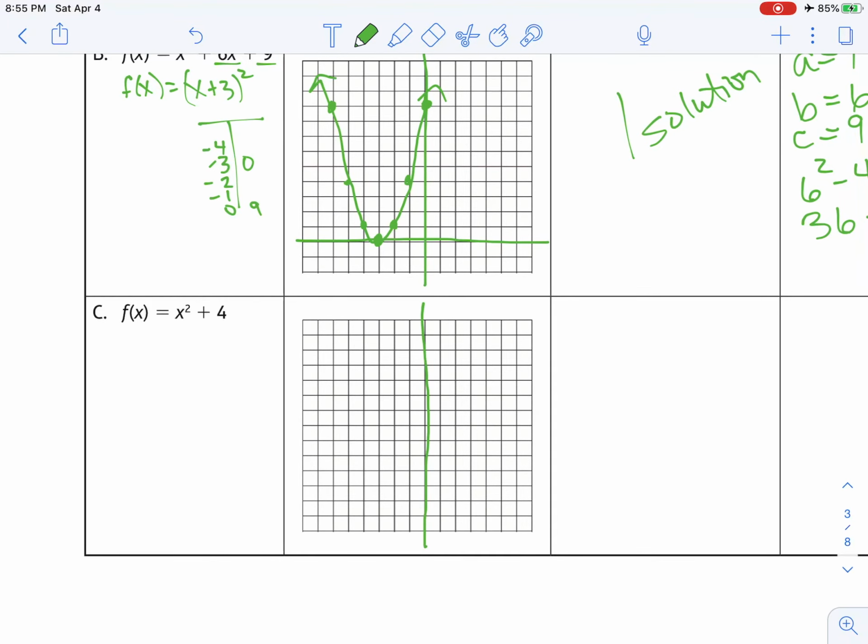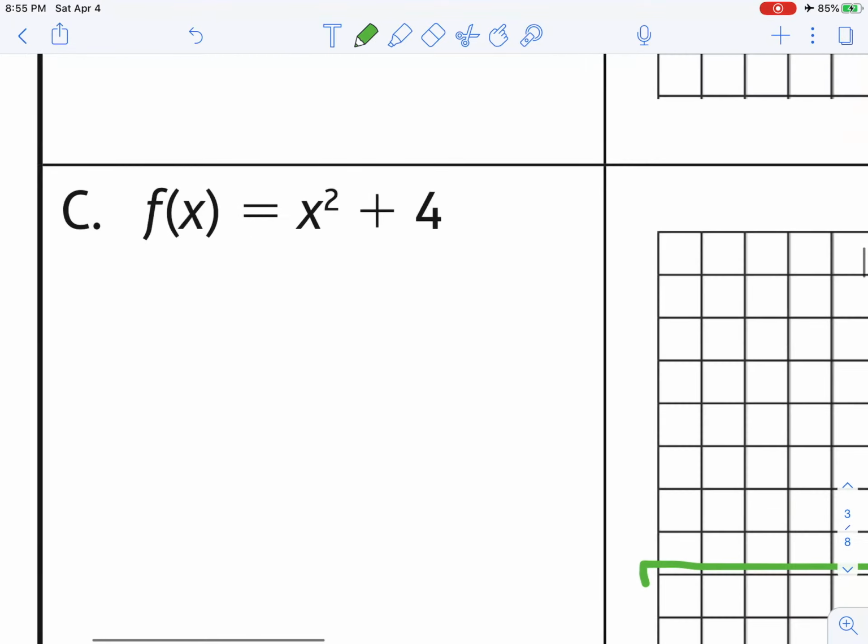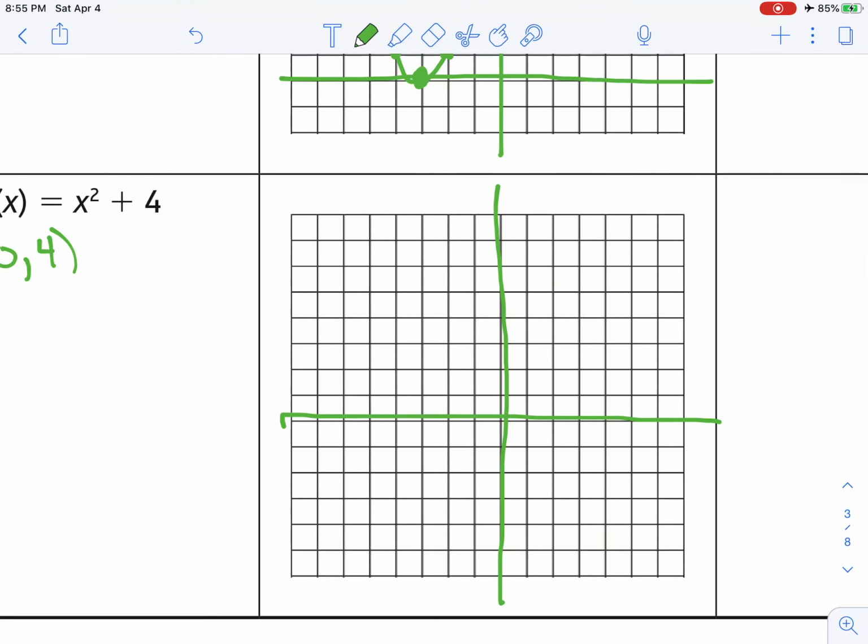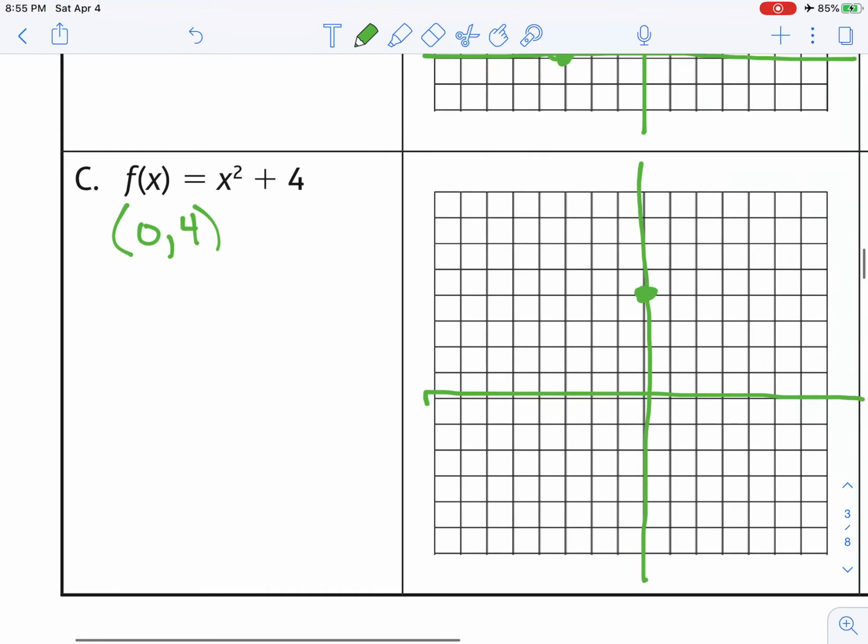Now over here, if you notice on this one, it gives me my vertex. So my vertex is 0, 4. So I can plug that in. 1, 2, 3, 4. It's already in vertex form.